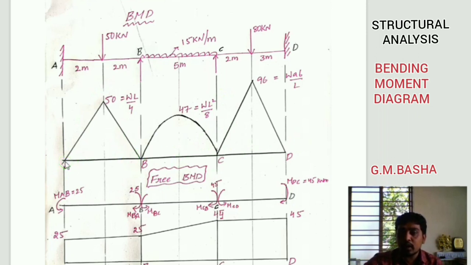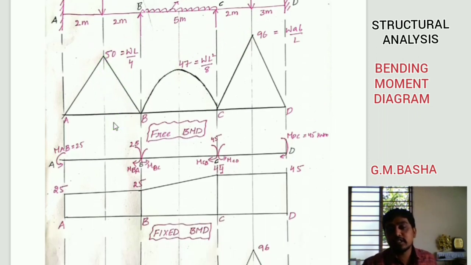From here you can mention one scale: the starting point will be 0, at the same time there will be 47, here it will be 50, and you can go upwards to 96. Like that you have to maintain an approximate scale while drawing the bending moment diagram. For example, if it is 50 and you draw the parabola somewhat higher, and it is 47, that is not good. That is the reason 50 will be somewhat higher than 47, and 96 will be higher than 50. Like that you have to maintain an approximate scale. Then move to the fixed bending moment diagram.